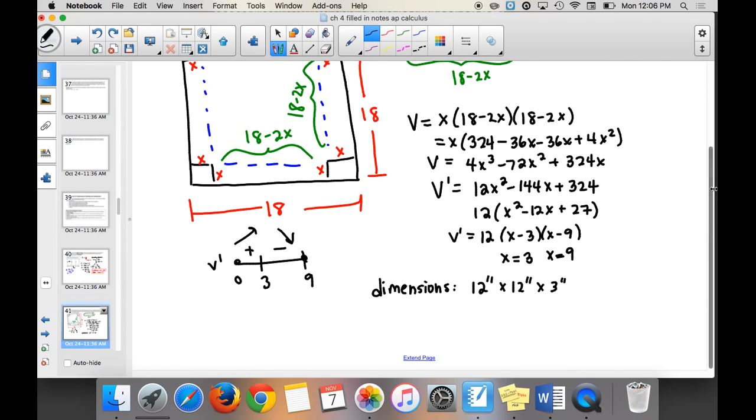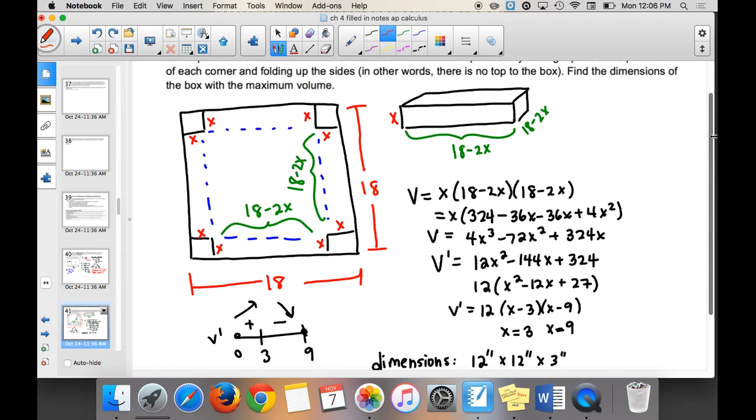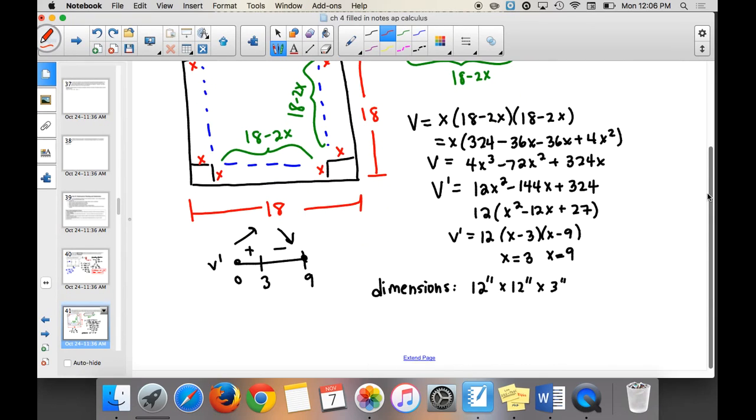I plugged it into the green parts right here. So like here, here, and here. I plugged in x equals 3, yeah. I got 12, 12, and 3. So that's our answer. All right, another one.